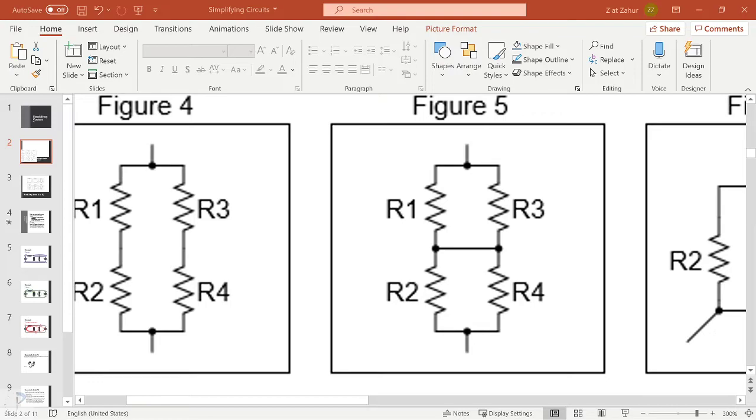All right. Looks like we're pretty much done. Yes, they're parallel, and then once you combine the two parallels, it becomes in series. So for figure 5, we have R1 parallel to R3, which is in series with R2 parallel with R4.